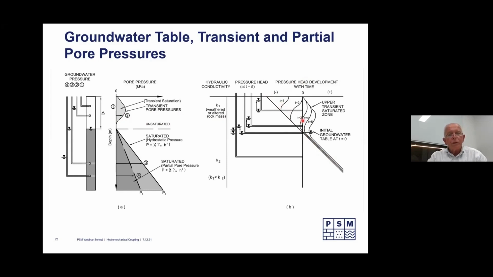Over time 1 through to time 5, when the infiltration from rainfall starts, we start generating these curves of pressure, which eventually become positive and have this form until they ultimately lead to also an increase in the groundwater table at depth. So these are time-dependent transient pore pressures developed during rainfall periods.